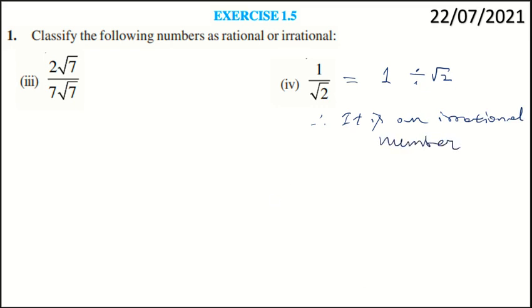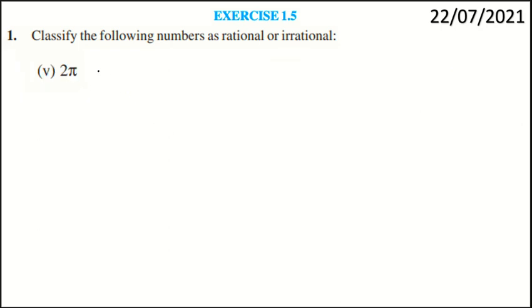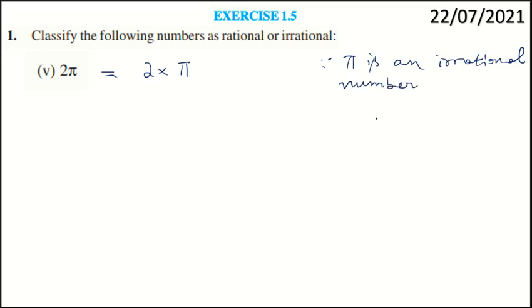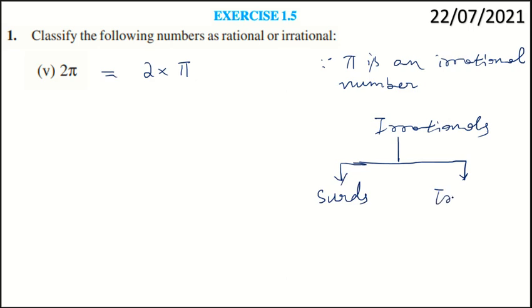Now moving on to the fifth question, 2 pi, which is nothing but 2 into pi. You know that pi is an irrational number. I have already told you while explaining about irrational numbers that irrationals are divided into two types: one, surds, another, transcendental.